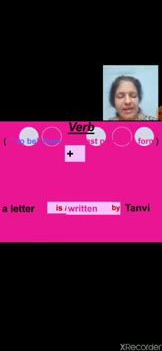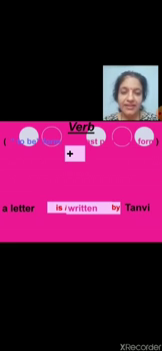So the answer in passive voice would be: a letter is written by Tanvi. Isn't it easy? Yes. We proceed with another example.